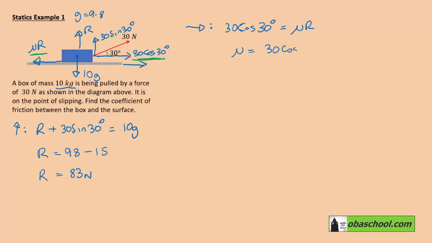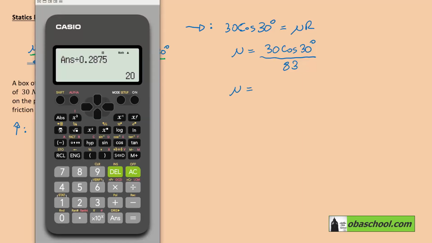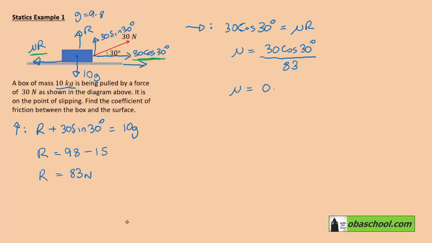30 cos 30 divided by 83. And we can calculate that. So we've got 30 times the cosine of 30 divided by 83, giving me 0.313 if I give that to 3 decimal places.